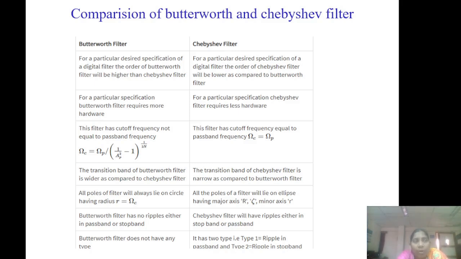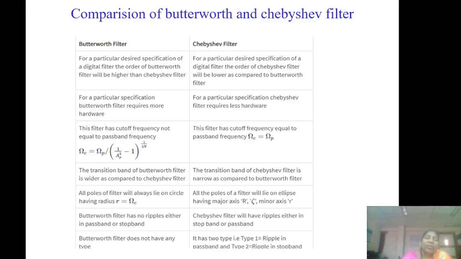There is a formula to calculate the cutoff frequency, given by omega c equal to omega p divided by (1/Ap^2 minus 1) whole power 1/2N. Whereas in the case of the Chebyshev filter, the cutoff frequency is equivalent to the passband frequency, that means omega c is equal to omega p.